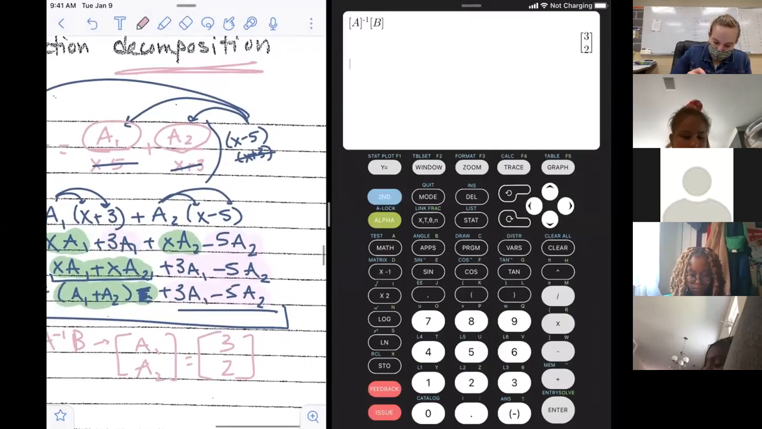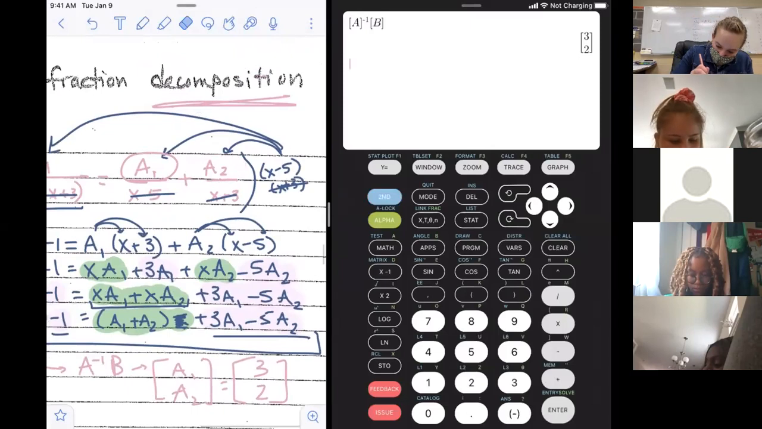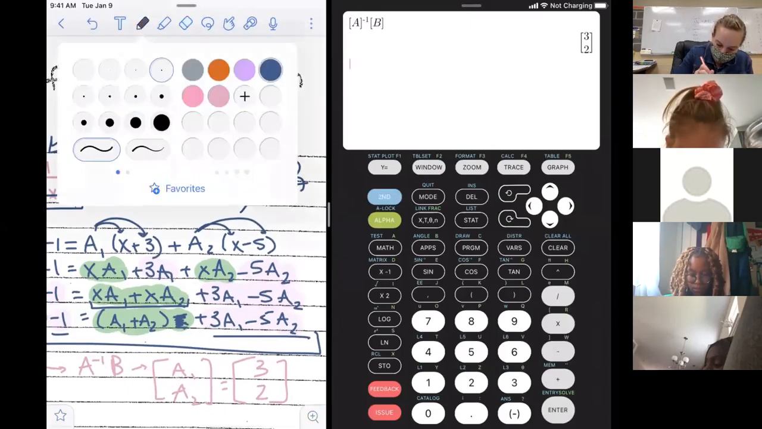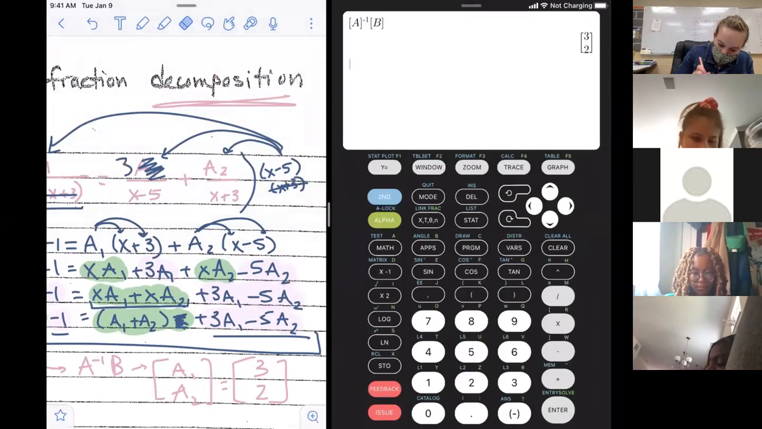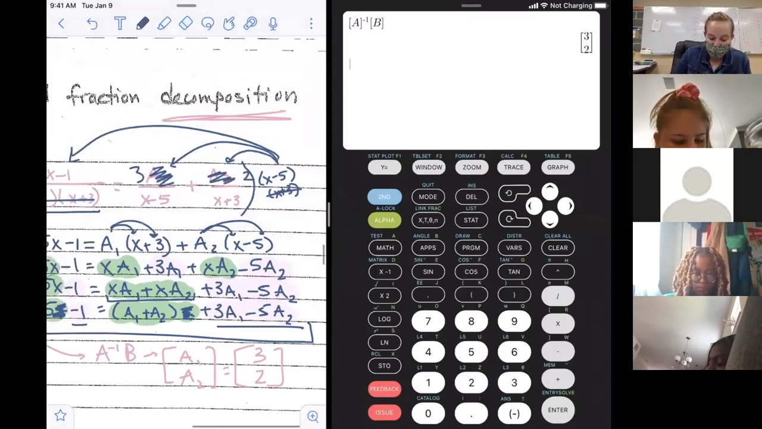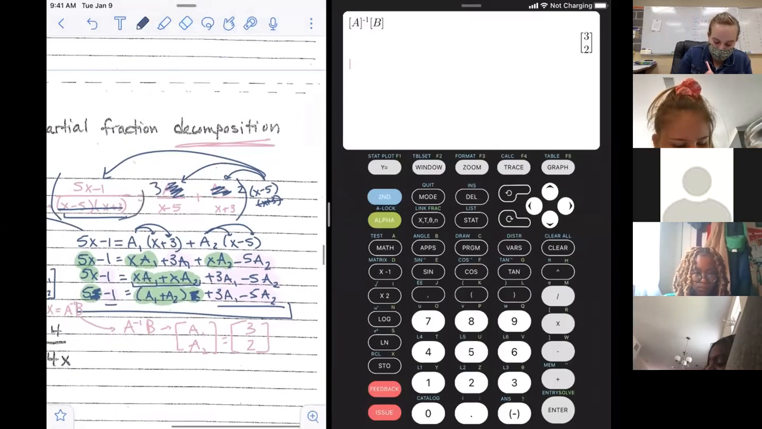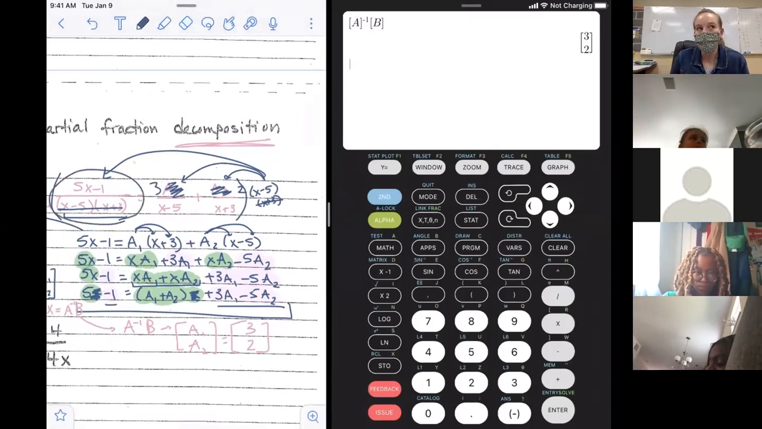What that tells me is instead of writing A1 and A2, I could have written 3 over x minus 5 plus 2 over x plus 3. And that's the same thing as the fraction we started with. So that's my answer. Anybody have questions yet?